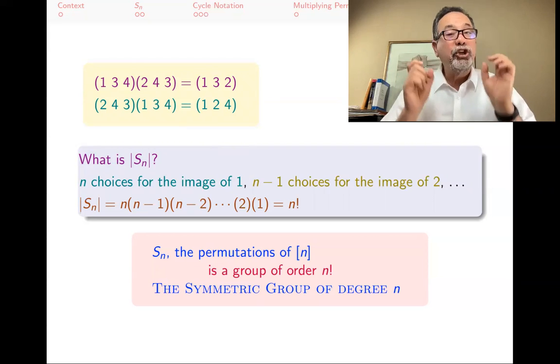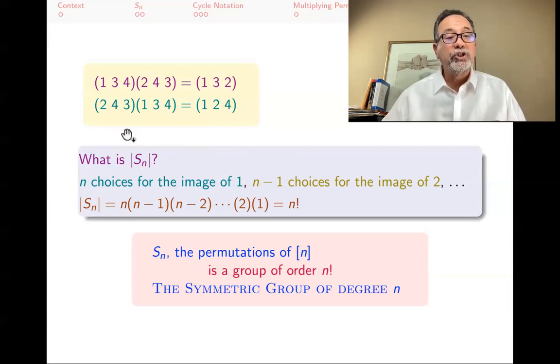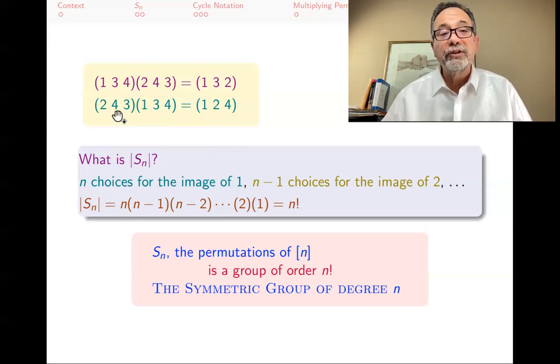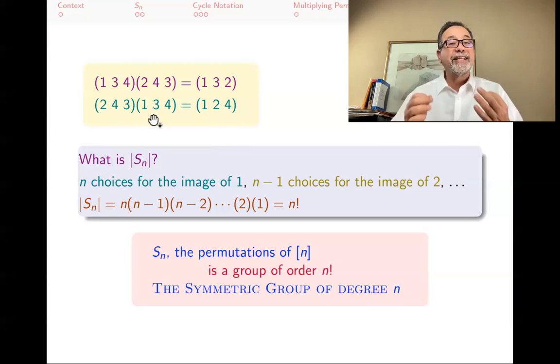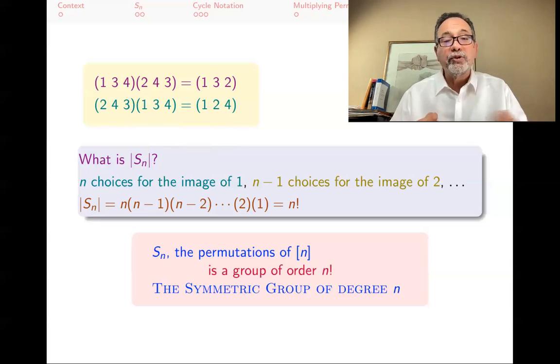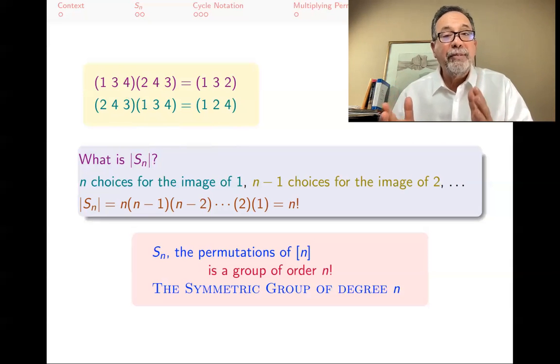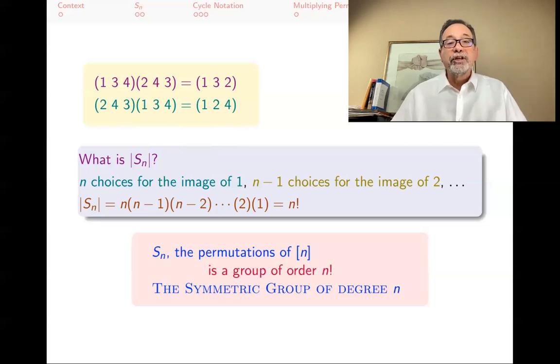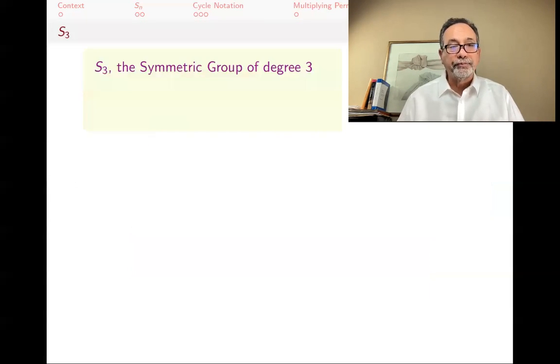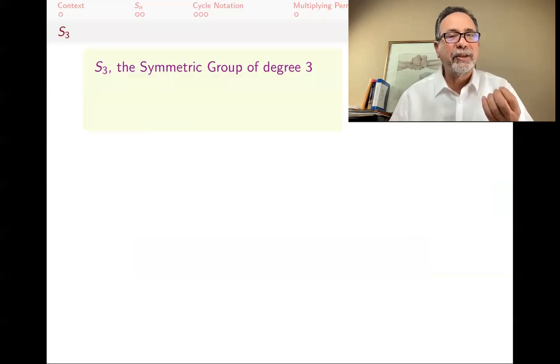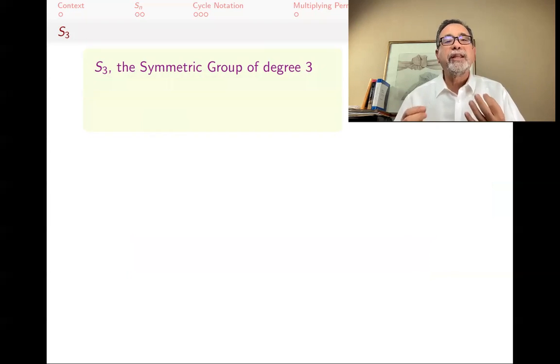This product is not commutative. You can't switch them. We saw an example right up here. 134 times 243 was different than 243 times 134, but it is associative. The map that sends everything to itself, that's the identity map, and every element has an inverse. So this is an example of a group. Permutations form a group. Now we want to think about just S3, permutations of 3 things.